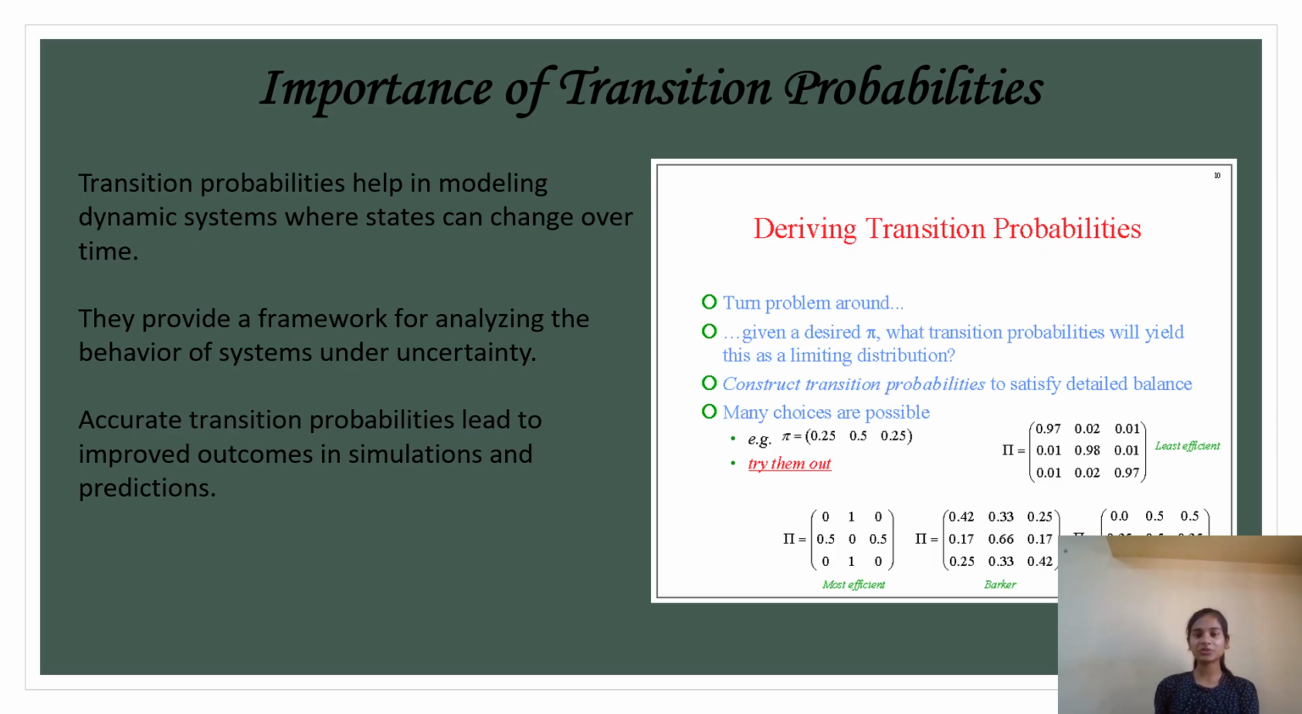Importance of transition probabilities: transition probabilities help in modeling dynamic systems in which states can change over time. They provide a framework for analyzing the behavior of a system under uncertainty. Accurate transition probabilities may also lead to improved outcomes in simulations and predictions, and on the right side you can see the deriving of transition probabilities.